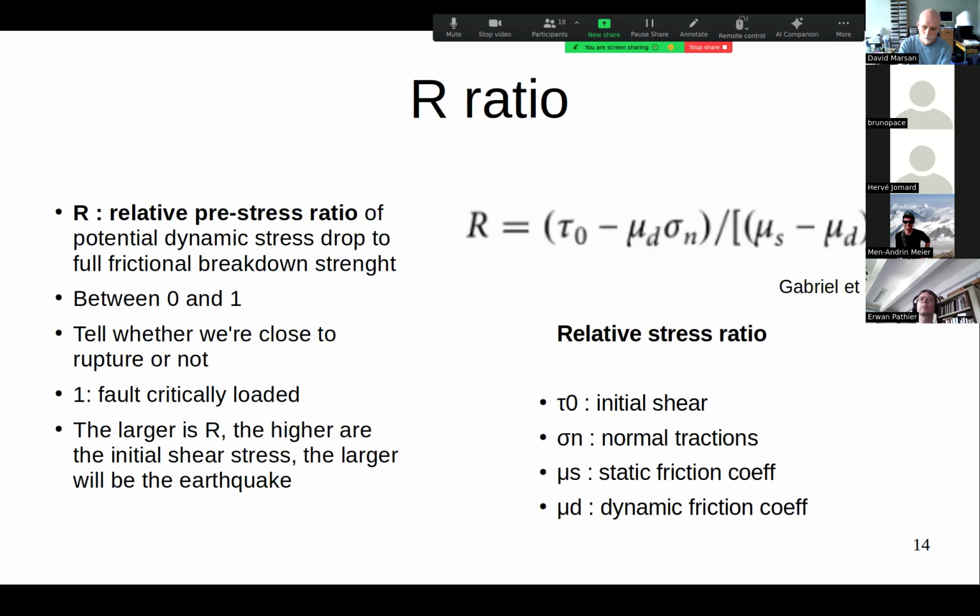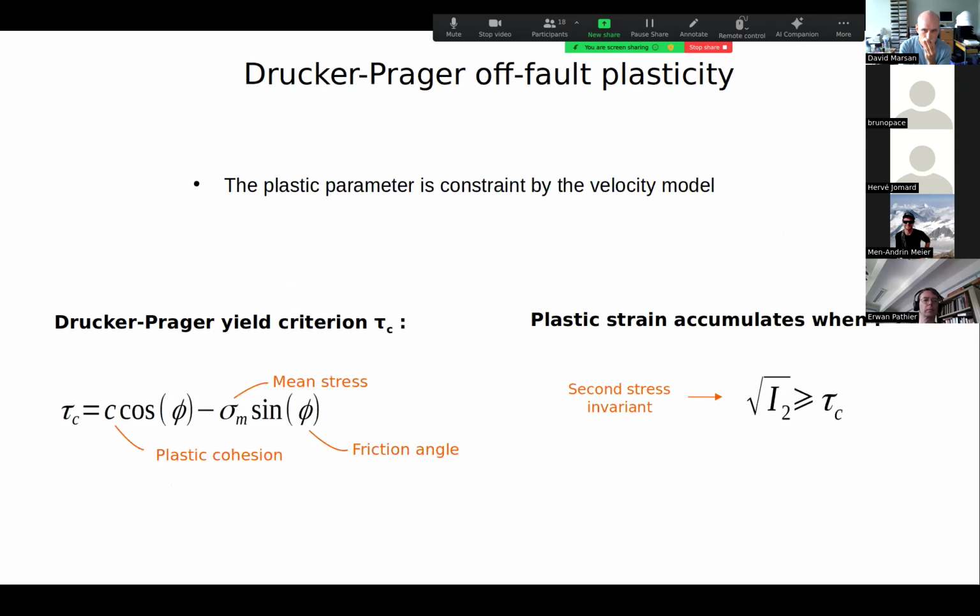Also we changed the R ratio. The R ratio is the relative prestress ratio of potential dynamic stress drop to full frictional breakdown strength. It's the equation you can see on the right. It's between 0 and 1, and it tells us whether we're close to rupture or not. If it's 1, the fault is critically loaded. The larger R is, the higher the initial shear stress, and the larger the earthquake will be.